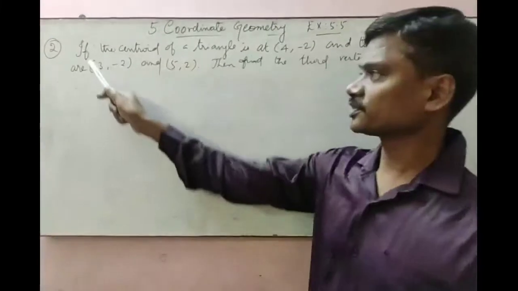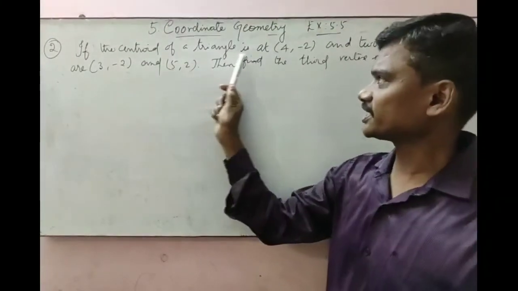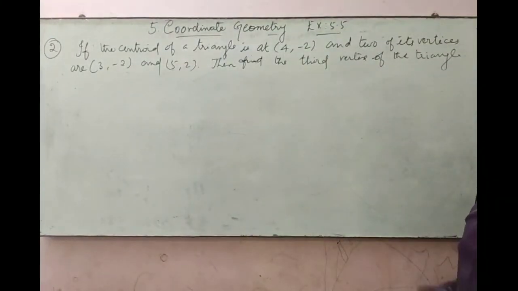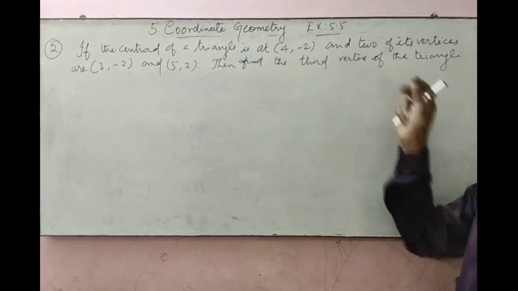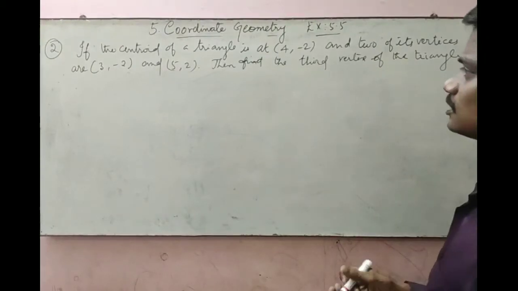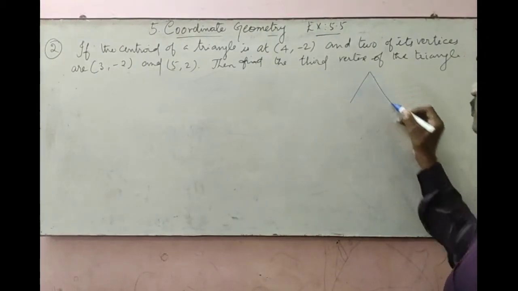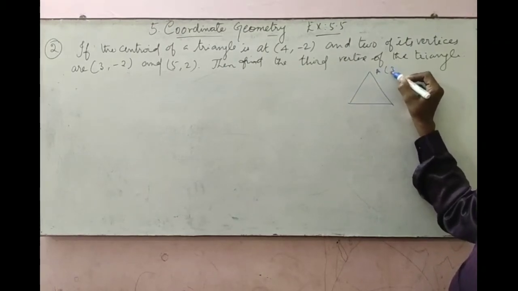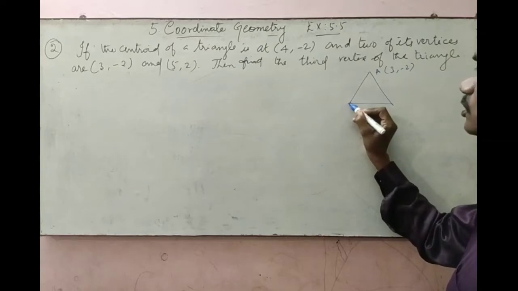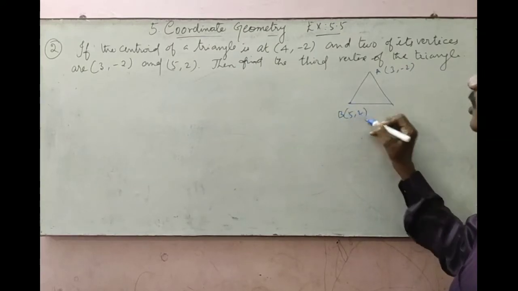Next, in the second sum: if the centroid of a triangle is at (4, minus 2) and two of its vertices are (3, minus 2) and (5, 2), then find the third vertex of the triangle. Let us assume a triangle ABC. A is (3, minus 2) and B is (5, 2).